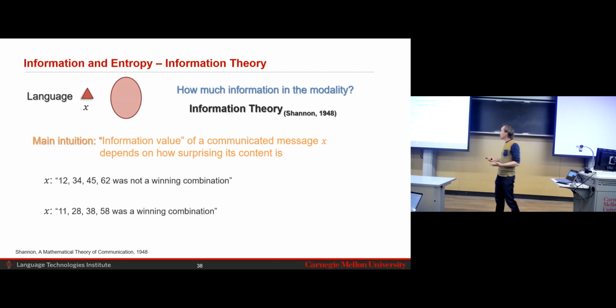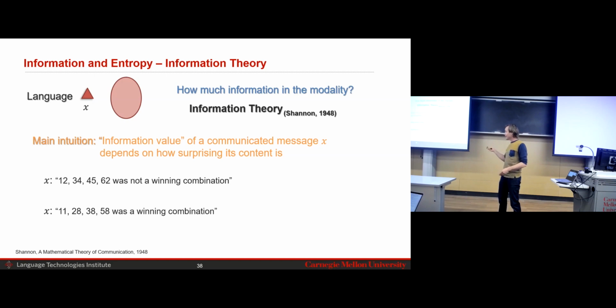And so if I tell you 12, 34, 45 was not a winning combination, that statement versus 11, 28, 38, 58 was a winning combination. How surprised were you that this was not a winning combination? The chances of me picking random numbers and telling you these are not the winning combination, most combinations in the lottery are not winning combinations. But this one is a winning one, that is a surprising thing.